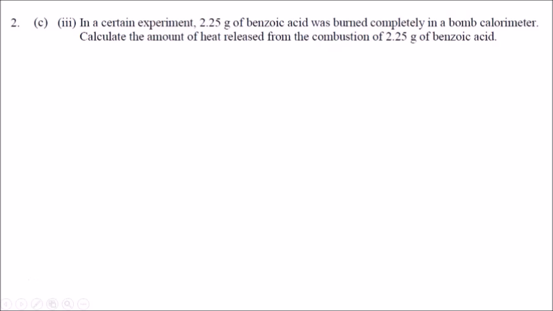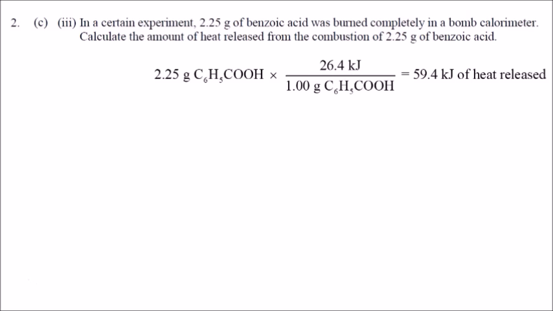All right, this next part says that 2.25 grams of benzoic acid was burned. How much heat was released? I'm going to show you 2 ways to calculate this. We could go back to the original statement that there's 26.4 kilojoules for every 1 gram of benzoic acid. We'll just multiply by 2.25 and we get 59.4 kilojoules of heat released.